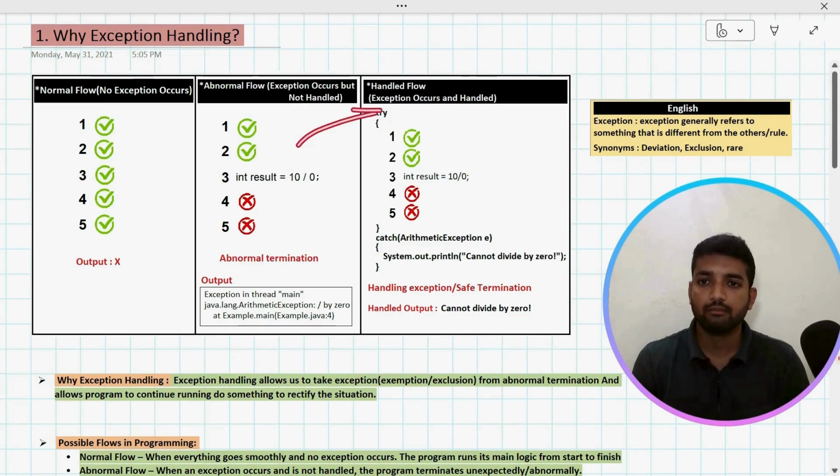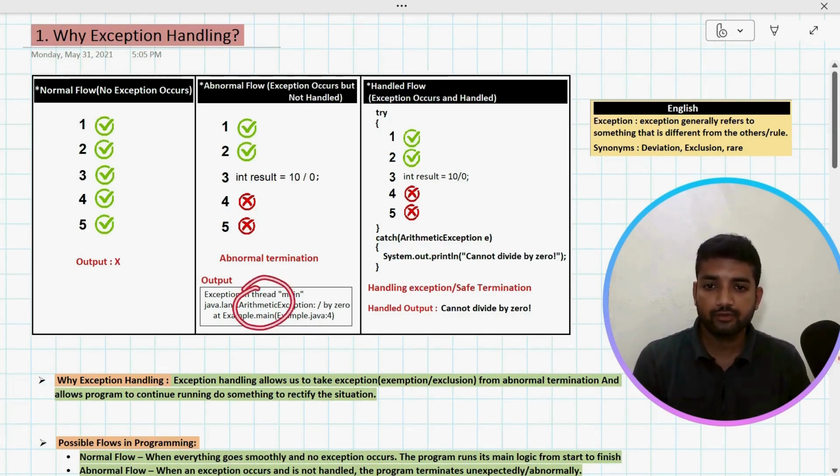In the same way, by using exception handling features, we are getting an exemption from this abnormal termination. To get that exemption, Java asks us to write our block of code in a try block. Then we can write an alternate path in the catch block. In this catch block, we can convert this technical exception into user friendly messages like this, or we can write some business logic also here.